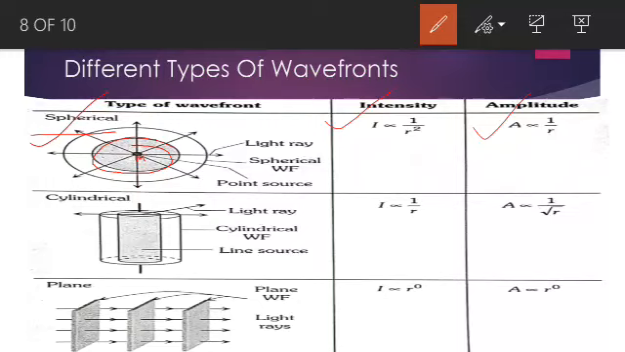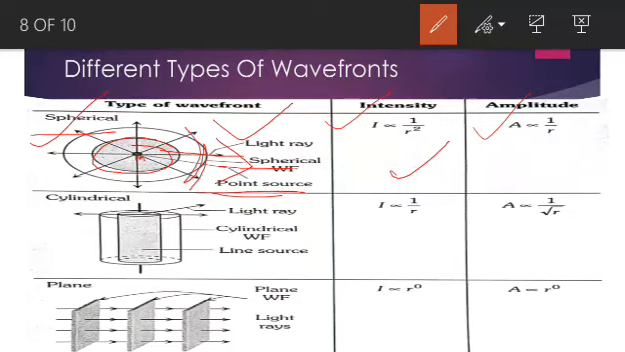This point source is denoted here, and from this point source a spherical wavelet or wavefront is emitted, and this straight line drawn on the wavefront is the light ray. Now by mathematical calculation it is seen that the intensity of light, that means the amount of energy content per unit volume of light, is inversely proportional to the square of the radius of the spherical region.